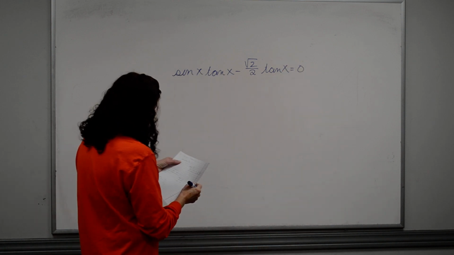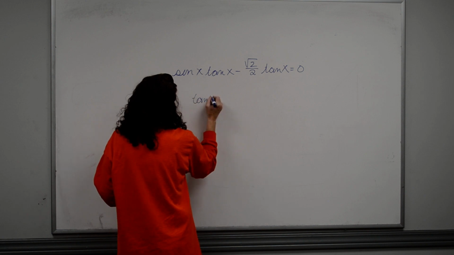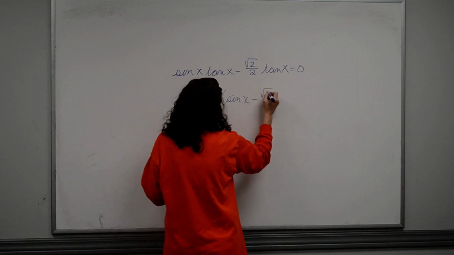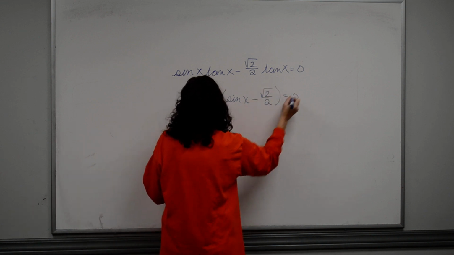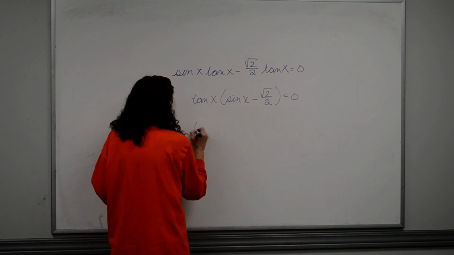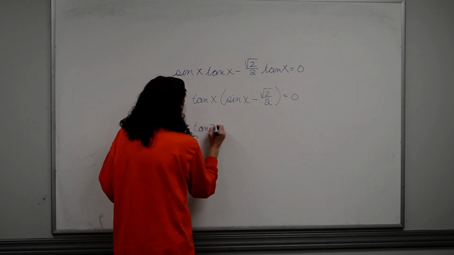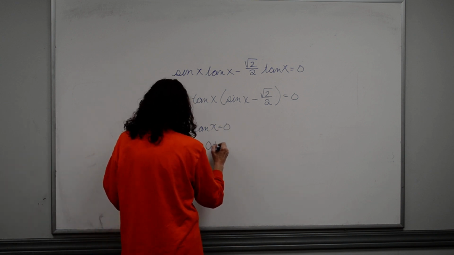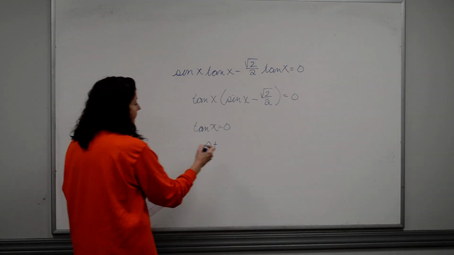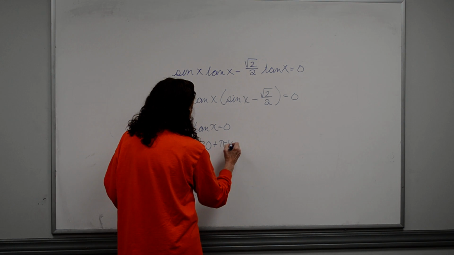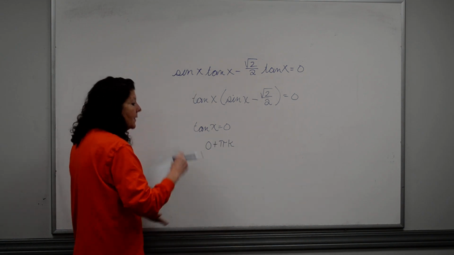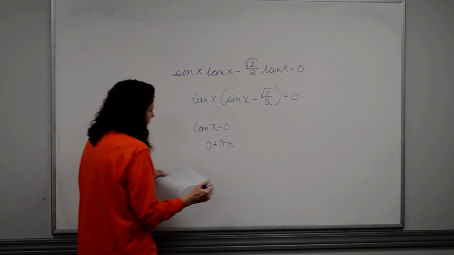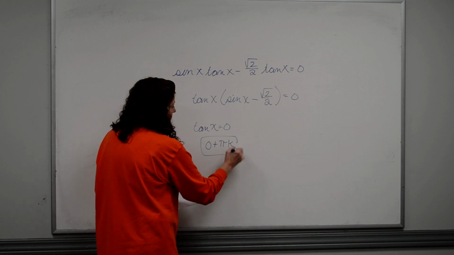I think what I'll do is I'll factor out the tangent of x, leaving me with a sine of x minus the square root of 2 over 2 equals 0. So here, I'm going to set the tangent of x equal to 0. The tangent of x is equal to 0 at 0, and it would also be 180 degrees, which would be pi times k. So at 0, and then every time you go 180 degrees or pi radians. So that's going to be my equation for that one.